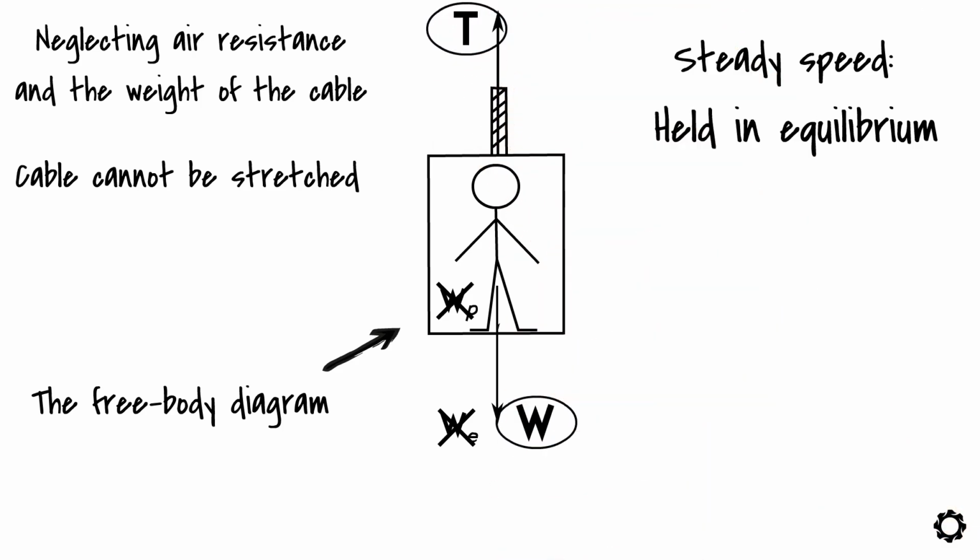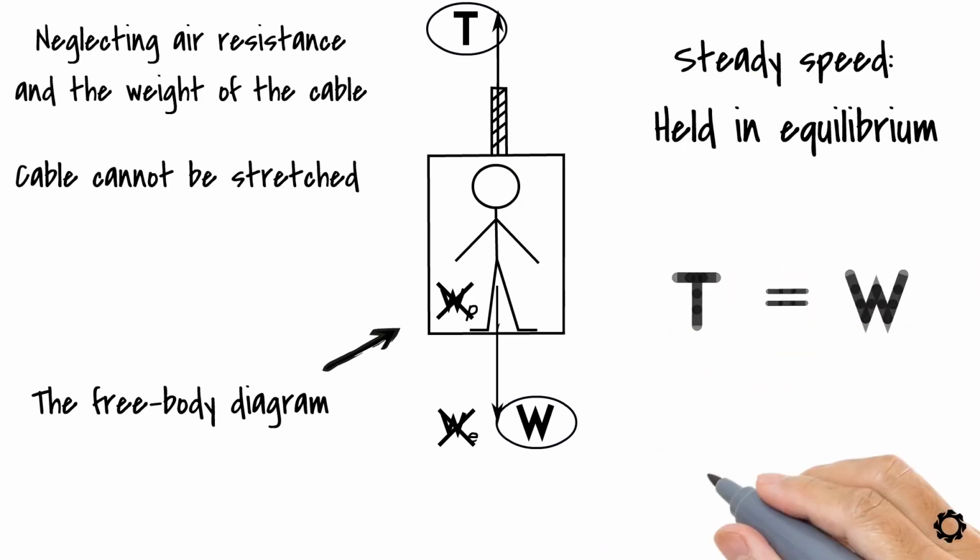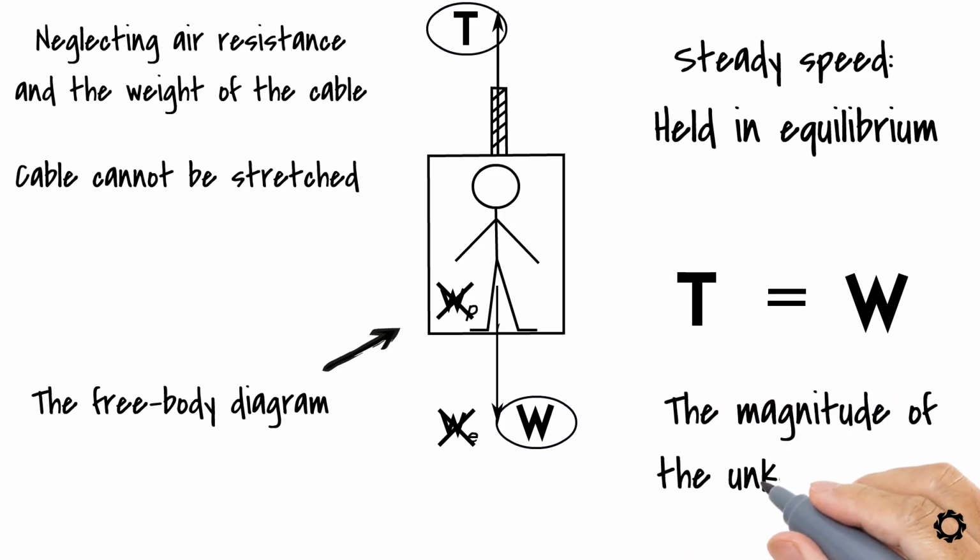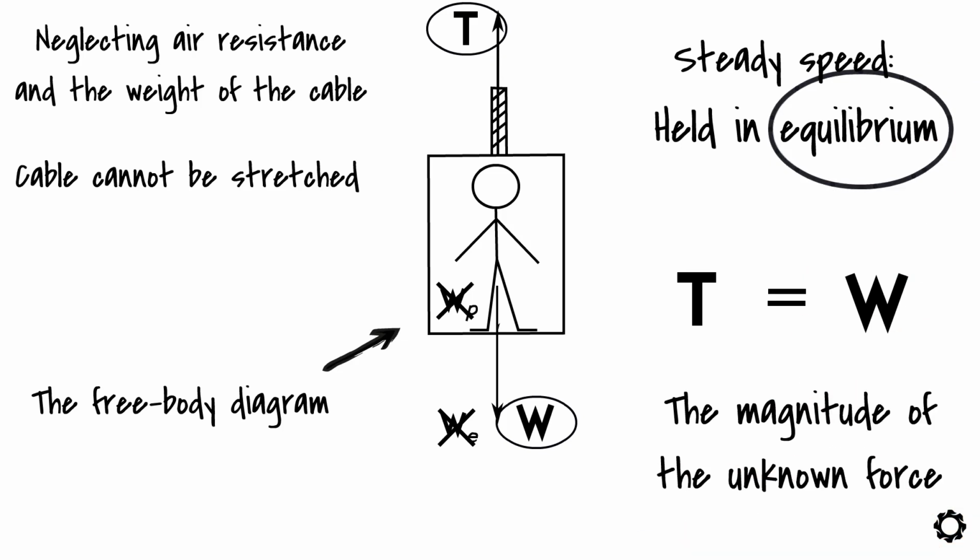Because the elevator is in an equilibrium state, the resultant of these forces must be equal to 0, so T equals W. The point that you should get from this example is that after drawing the free body diagram of the elevator, we know what is the magnitude of the unknown force, which could be either the weight of the elevator or the driving force of the cable, depending on the problem, that keeps the object in equilibrium state.